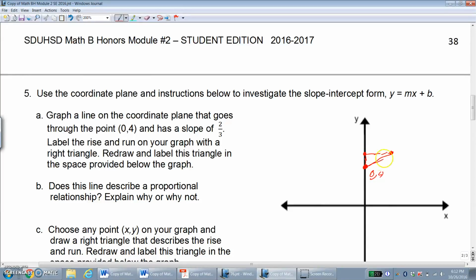So here's my right triangle now. So here we go. And here's 2 and 3. And label the run on the graph with the right triangle, redraw and label the triangle in the space provided. We just did that. So does this line describe a proportional relationship? Explain why. And it's no, because it does not pass through the origin.